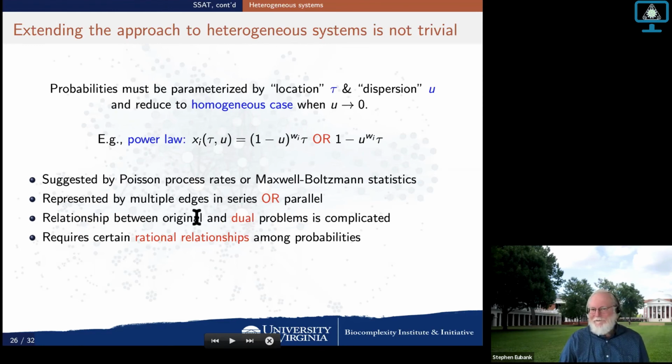Unfortunately, the relationship between the original and dual problems is more complicated than it was in the homogeneous system. In particular, if this is natural for the dual problem, it's really hard to work with for the original problem. And if this is natural for the original problem, it's really hard to get to that in the dual problem. Finally, it also requires some rational relationships among the probabilities just to get these things to come out as power laws with integer weights so that you can make a Taylor series out of them.